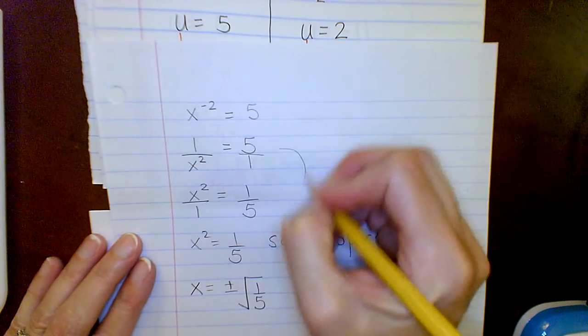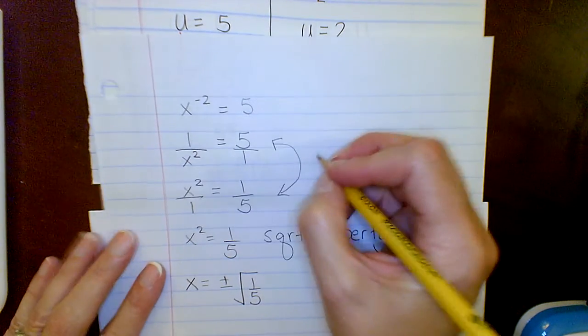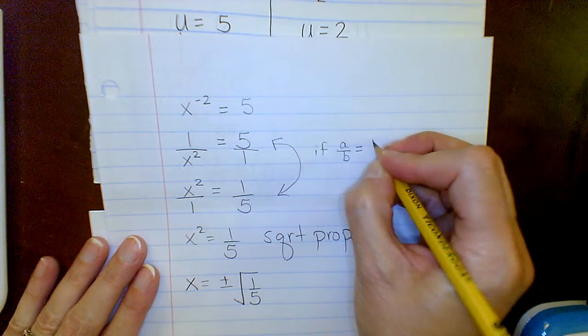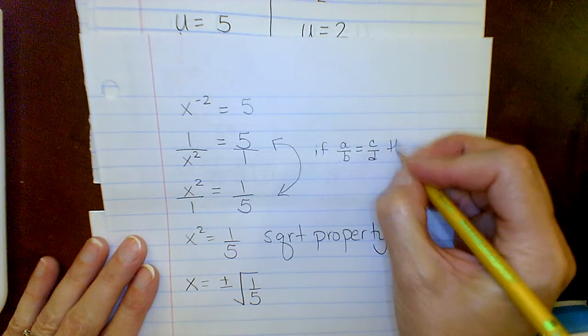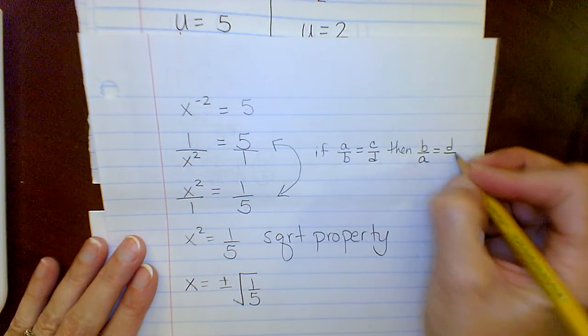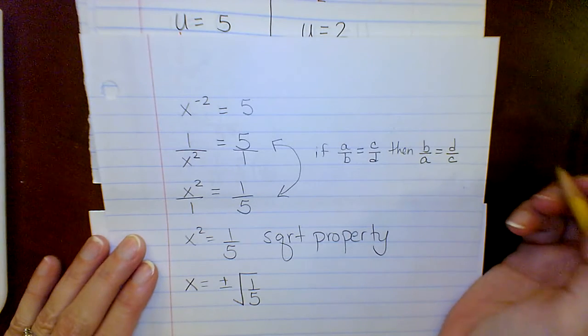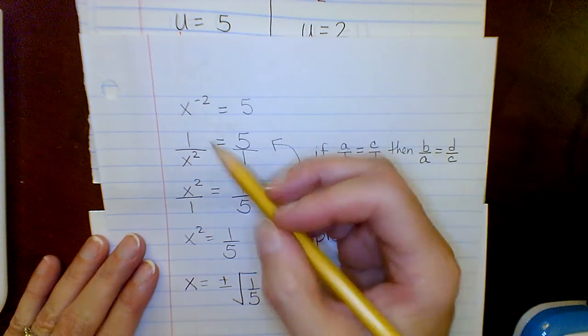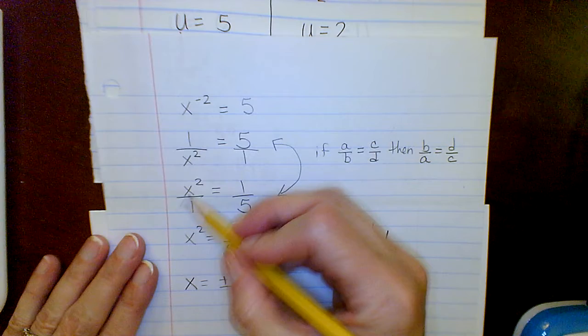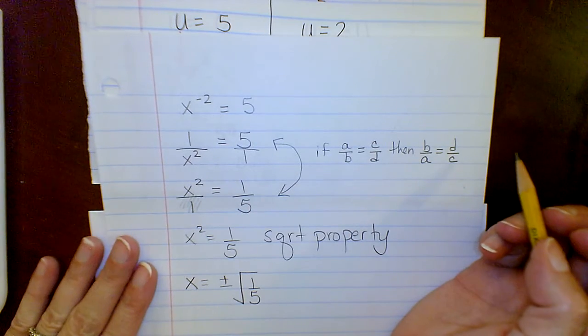Now, again, how did I get from here to here? If two fractions are equal, if we say that a over b equals c over d, then their reciprocals are also equal. So I could take the reciprocal of both of these and maintain that equality. And then of course we know that over 1 just kind of goes away.